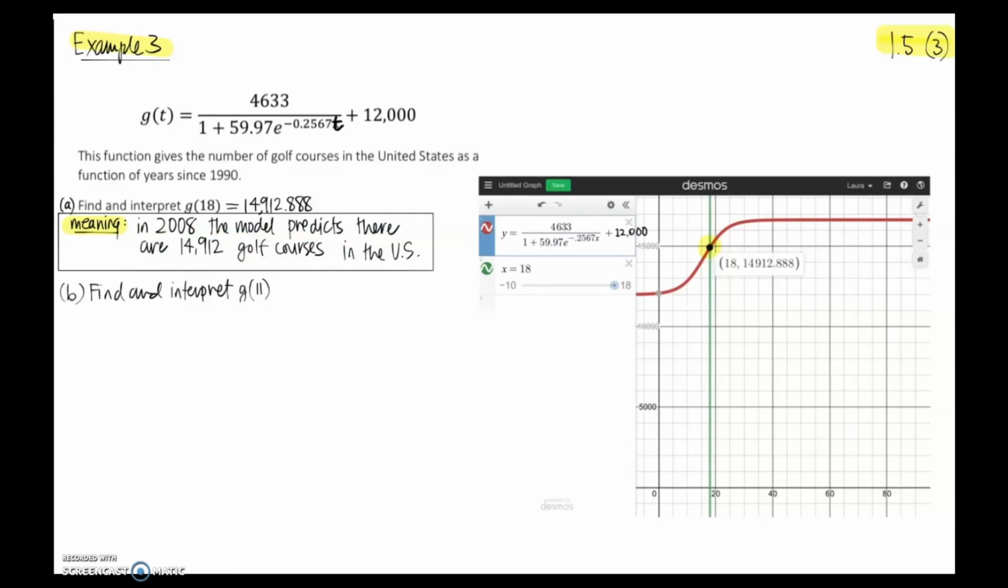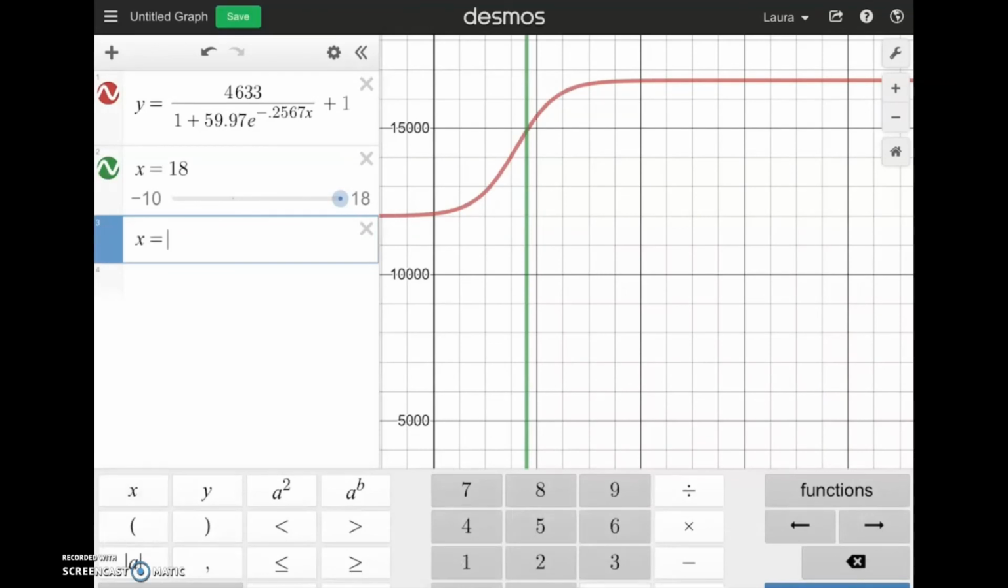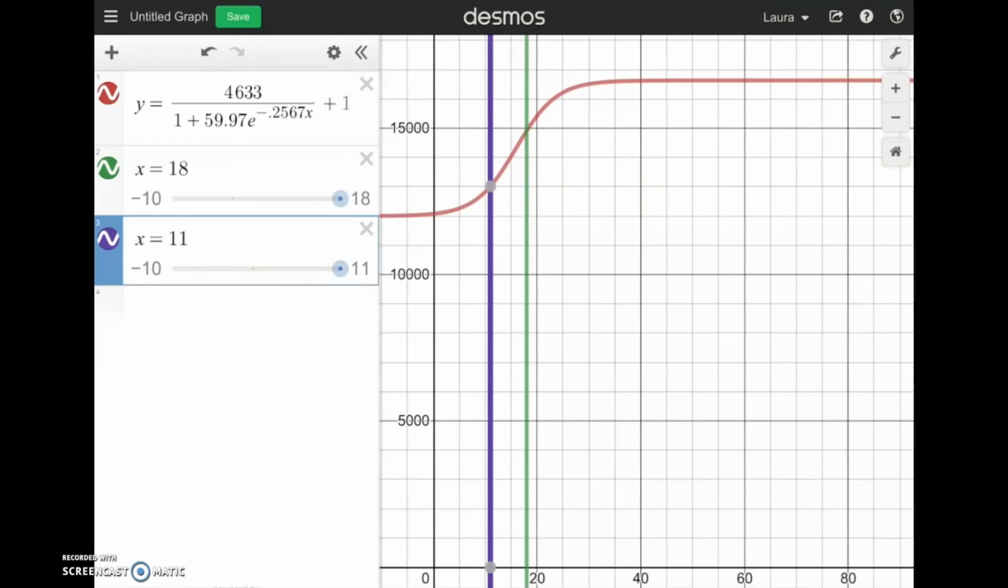Let's just do another one to make sure we got this down. Find and interpret G of 11. So we're going to go back to Desmos and do this. And this time I'm interested in when my input is 11, what is the output? So I'll find the point of intersection for x equals 11 and this function right here. And it looks like it's 13,015.704.